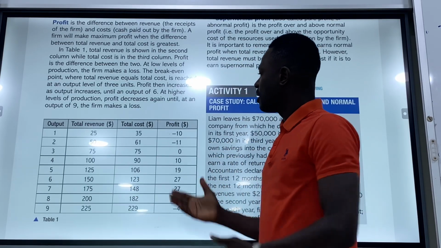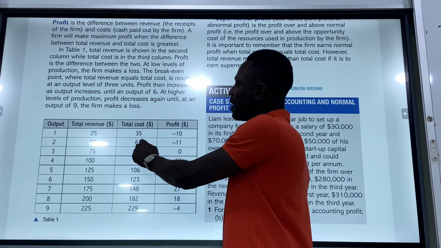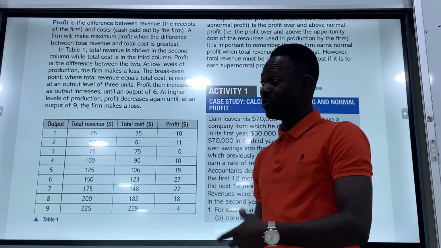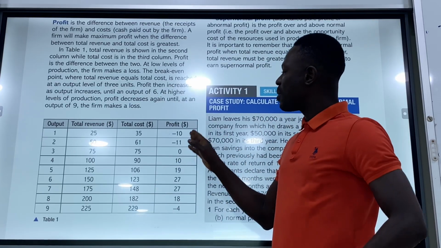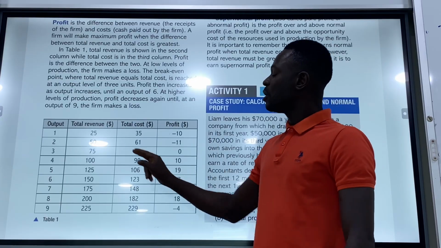So we check. For our profit here, we have our total revenue to be 25, our total cost is 35. So 25 minus 35, that's a minus 10. So our profit here, which is not a profit anyway, it's a loss. But we're not going to call it loss here because we are still dealing with profit. So here we have a negative 10.